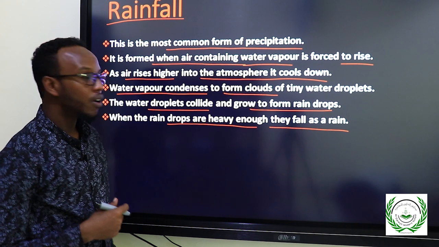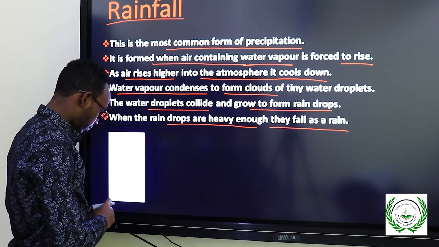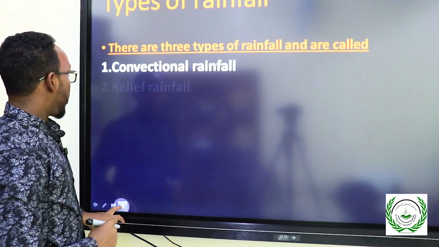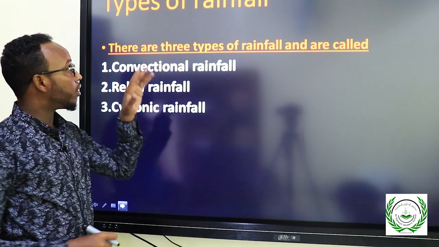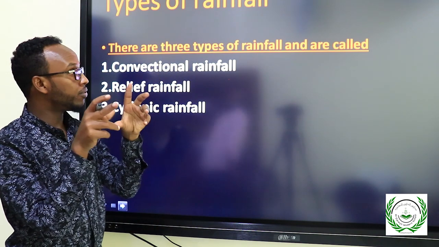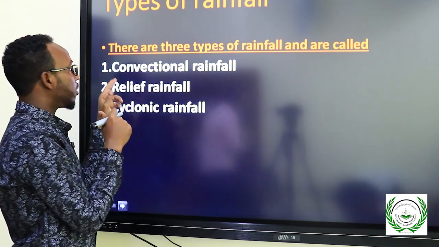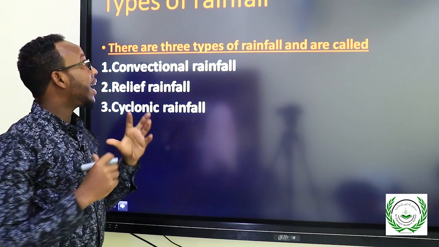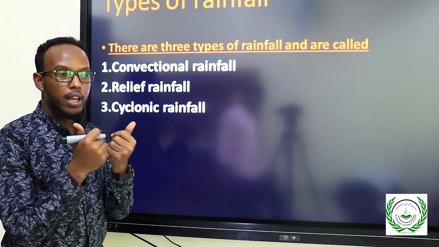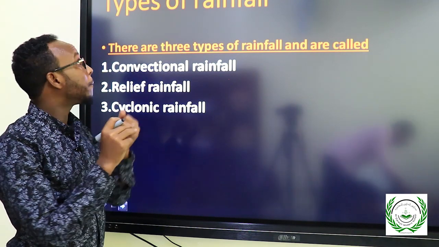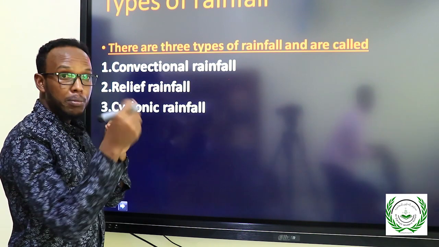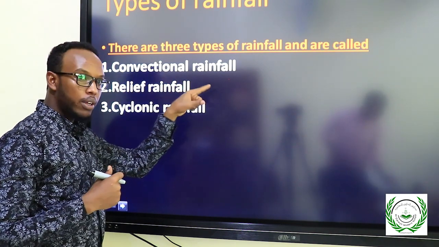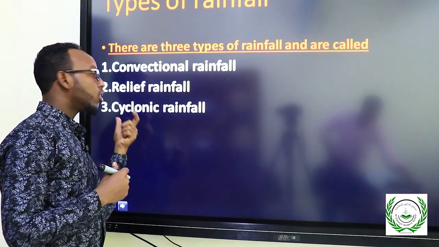This is the easiest form of rainfall. Well, basically these are the types of rainfall. There are three types of rainfall, called convectional rainfall, relief rainfall, and cyclonic rainfall. Now we have done, students, the meaning of rainfall and the formation of rainfall. Now, let us talk about the types of rainfall. So basically, these are the three types of rain: convectional rainfall, relief rainfall, cyclonic rainfall.